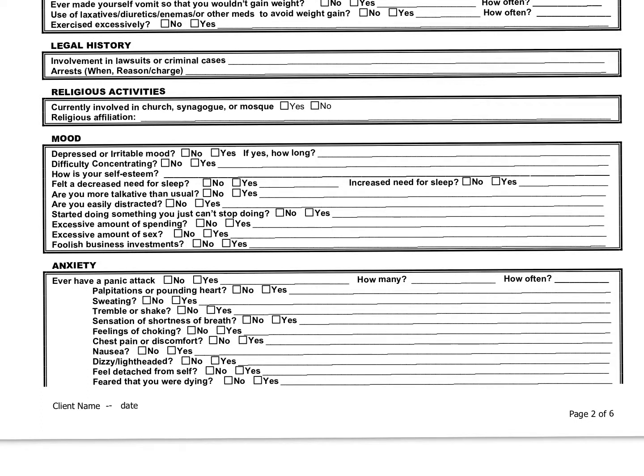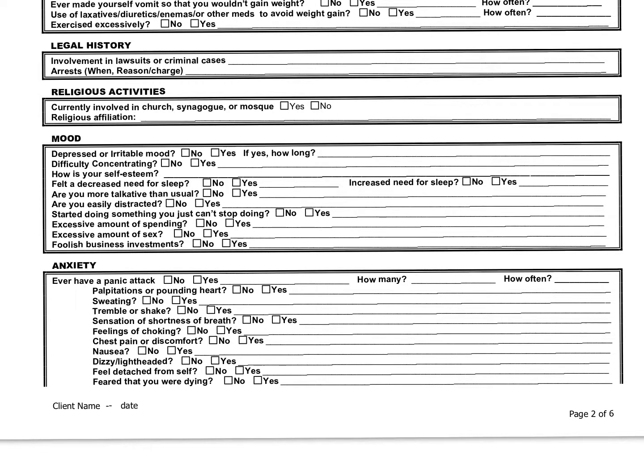Would you say that you're depressed? Would you say that you are often in an irritable mood? If I get a positive response, how long has that been going on? Do you find yourself having difficulty concentrating? How would you describe your self-esteem? Have you ever felt a decreased need for sleep? Have you ever felt an increased need for sleep? Are you more talkative now than usual, perhaps? Are you easily distracted? Have you ever started doing something that you just can't stop doing?